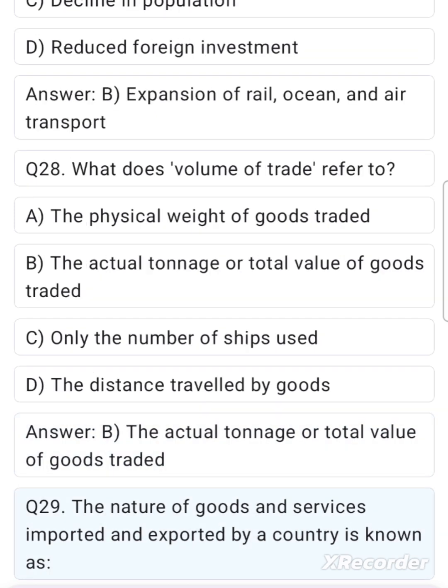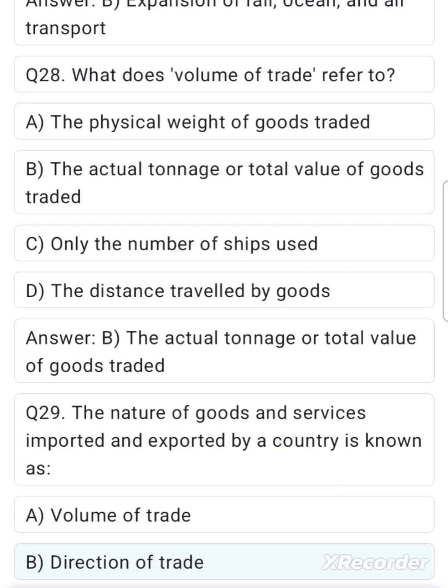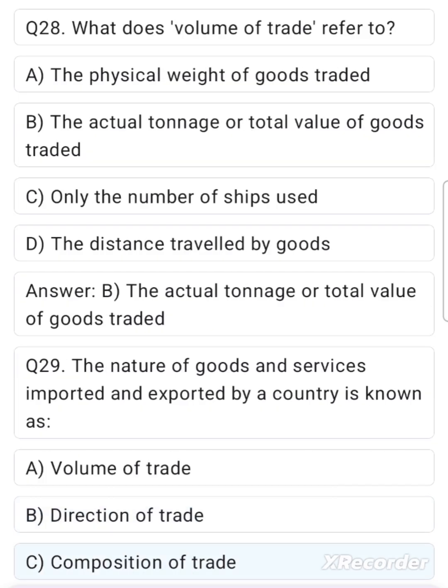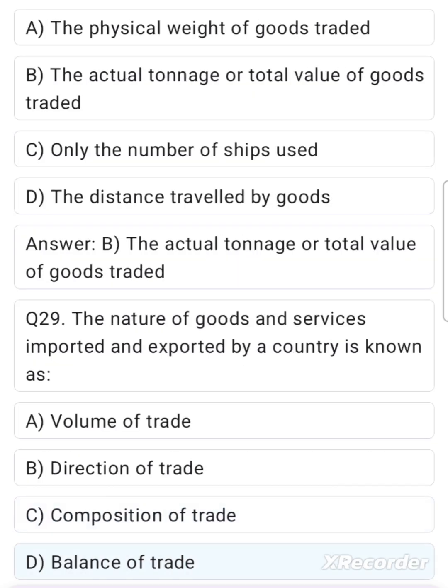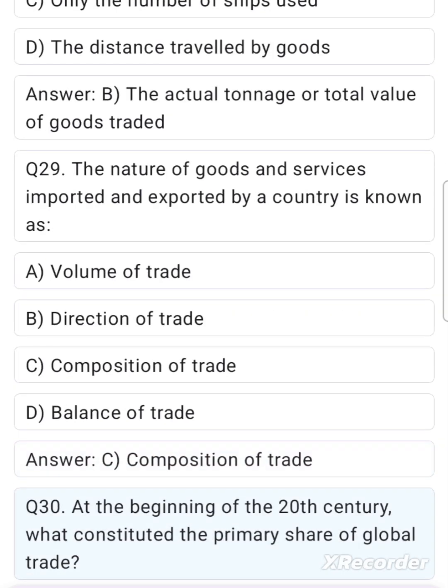Q29. The nature of goods and services imported and exported by a country is known as A. Volume of trade. B. Direction of trade. C. Composition of trade. D. Balance of trade. Answer C. Composition of trade.